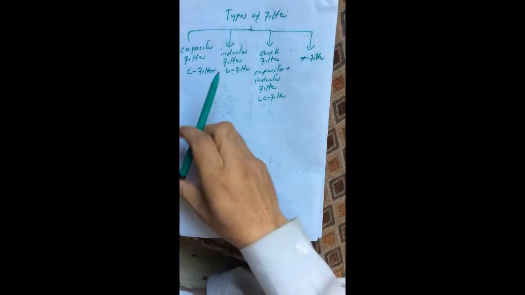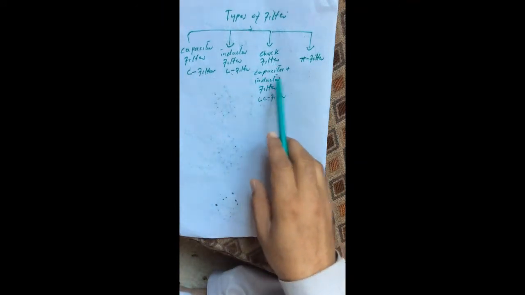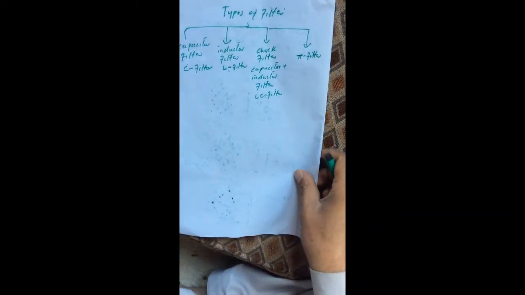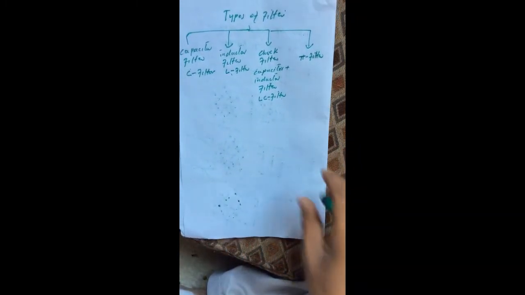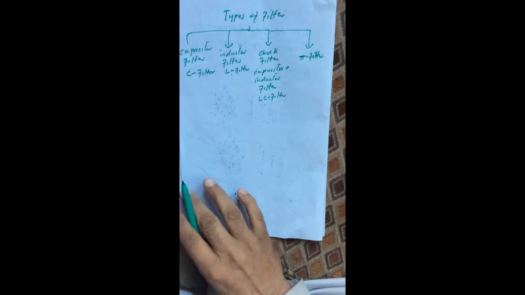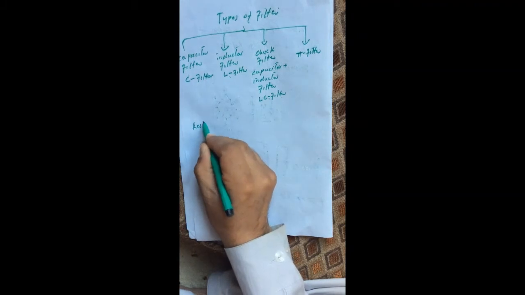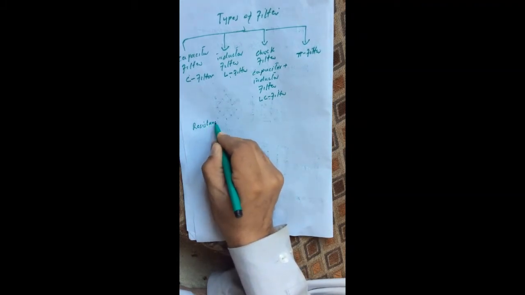Before discussing this capacitor filter, inductor filter, C filter, or L filter, or choke filter, or LC filter, or pi filter, I will discuss some basic things which are related to these topics. Now, one is resistance. What is resistance? First, I will define resistance.